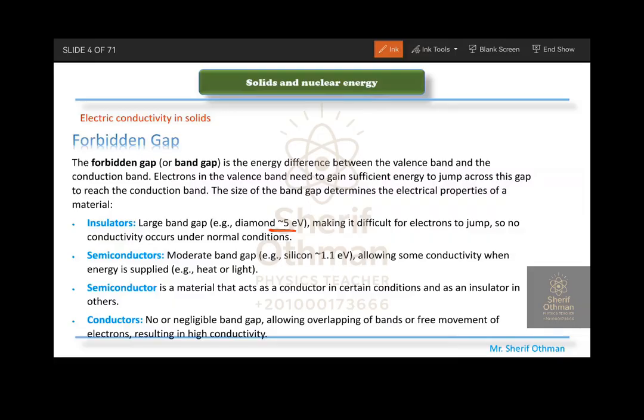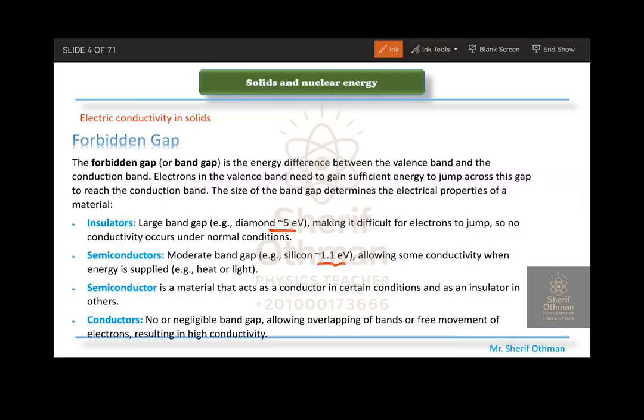So the size or the edge of the forbidden gap must be small and has low energy. So it's a moderate band gap. For example, it is 1.1 electron volt in silicon, allowing some conductivity when energy is supplied.